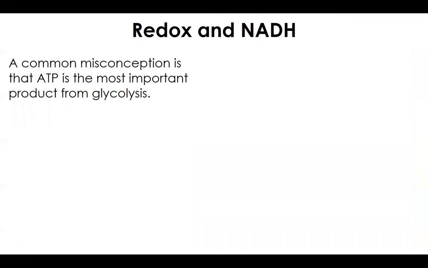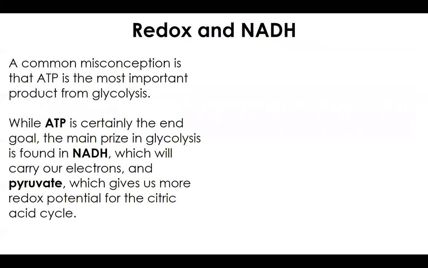So a common misconception when we start to talk about glycolysis is that ATP is the most important product you'll get from this part of the process. So while it's true that ATP is certainly the end goal when we get to the end of electron transport, the main prize in glycolysis, and actually all the way through the citric acid cycle, is going to be found in our redox potential, which will mostly be in the form of NADH.